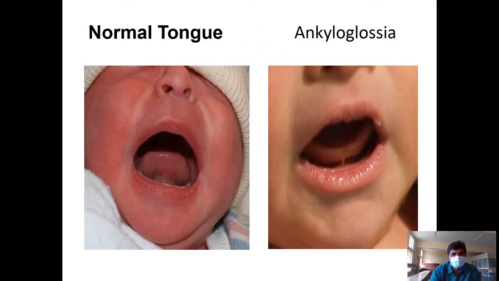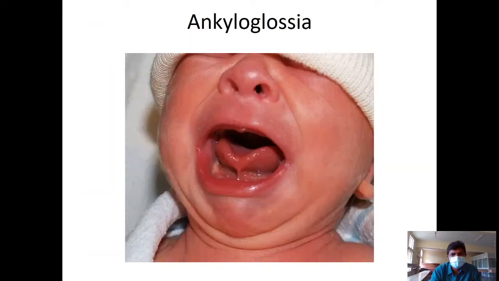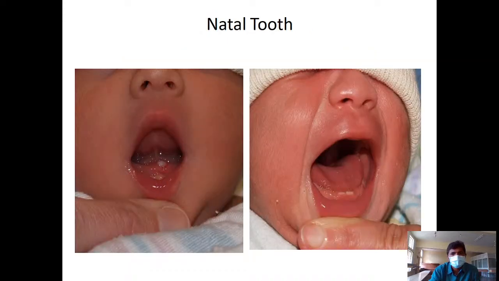And then tongue tie. So this is a normal tongue, and here is ankyloglossia, tongue tie. This is one more neonate with ankyloglossia. So basically you need to observe these things. And these are the neonates with natal teeth.